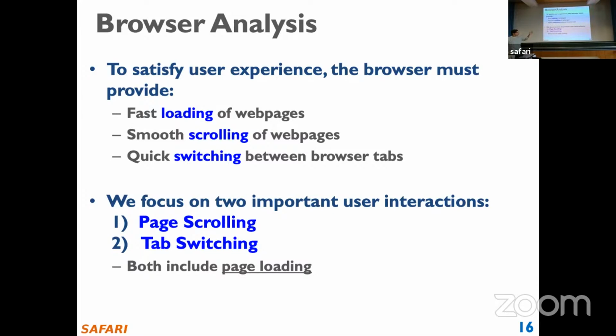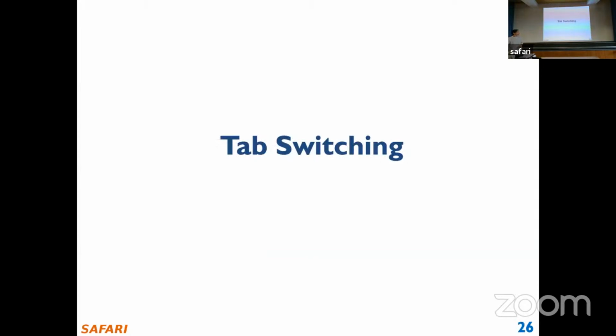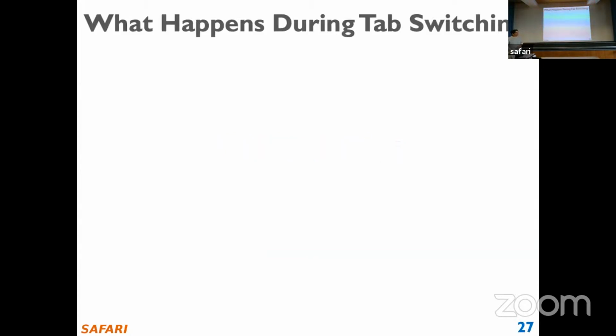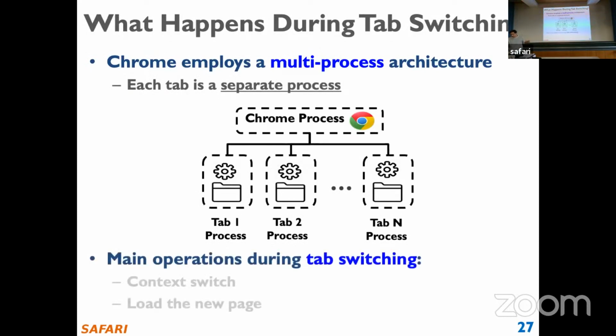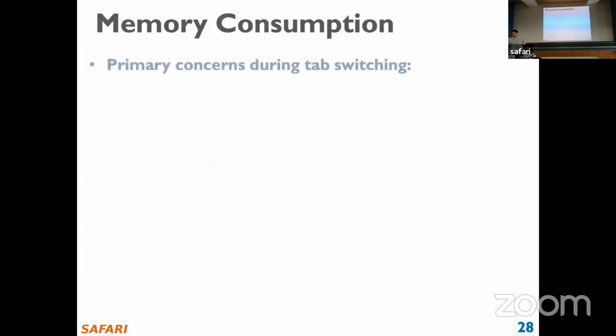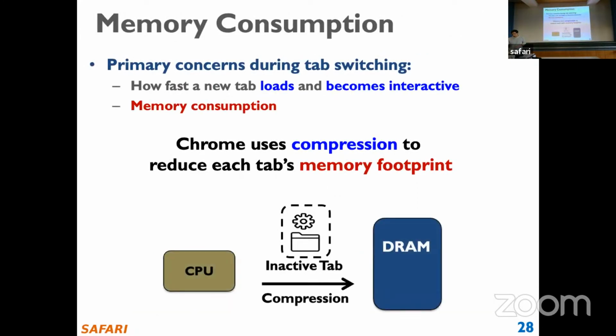So we are going to focus on these two, page scrolling and tab switching, but both include page loading, right? Because if you are scrolling over a page or you are switching tabs, you'll have to pay to load the page. So let's start first with tab switching. In tab switching, as I mentioned, each tab is a separate process. So the main operations during tab switching are, first of all, switching the context, and second, loading a new page. And this is very expensive in terms of memory consumption, because pages reside in DRAM.